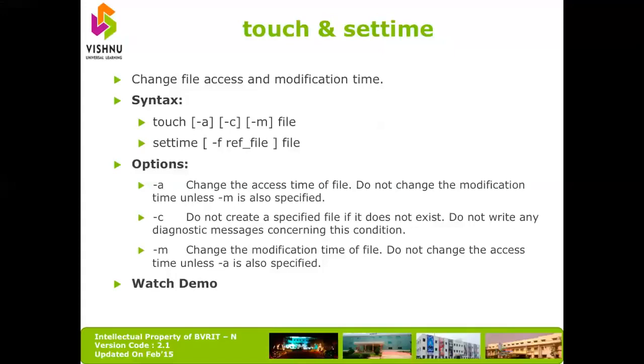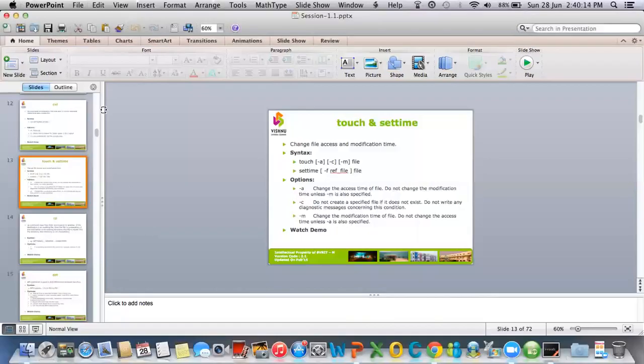A is used to change the access time, do nothing with the time of modifications unless M is mentioned over here. And then C, change the creation time in short. And then followed by, as mentioned, M will be going forward and helping us to change the last modification time. So let's go forward and see how that works.